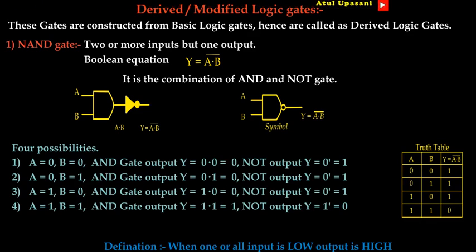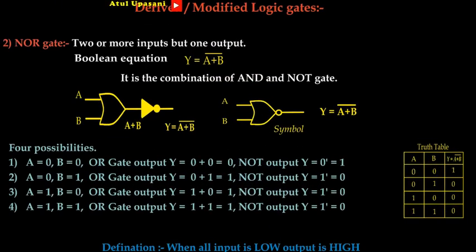Again if one of the inputs is high and one of the inputs is 0, again the multiplication will be 0. So the AND gate will output 0 and this 0 is complemented by the NOT gate. So here we will get high output. Fourth case, if both the inputs are high, then this multiplication will be done by the AND gate. We will get high at the output and this high is inverted by the NOT gate and we will get 0 output. We can define it as: when one or all the inputs of the NAND gate is low, the output is high. The second gate in the derived gates is the NOR gate.